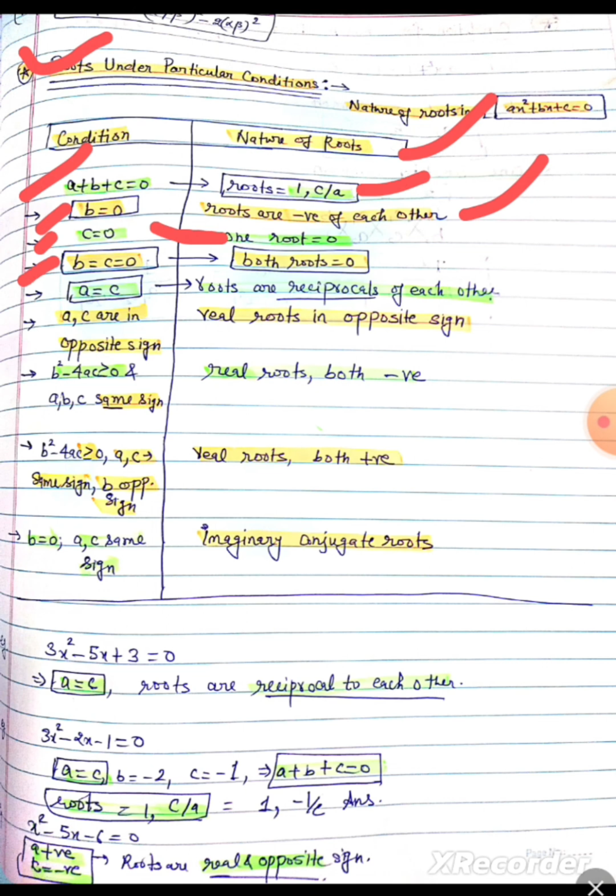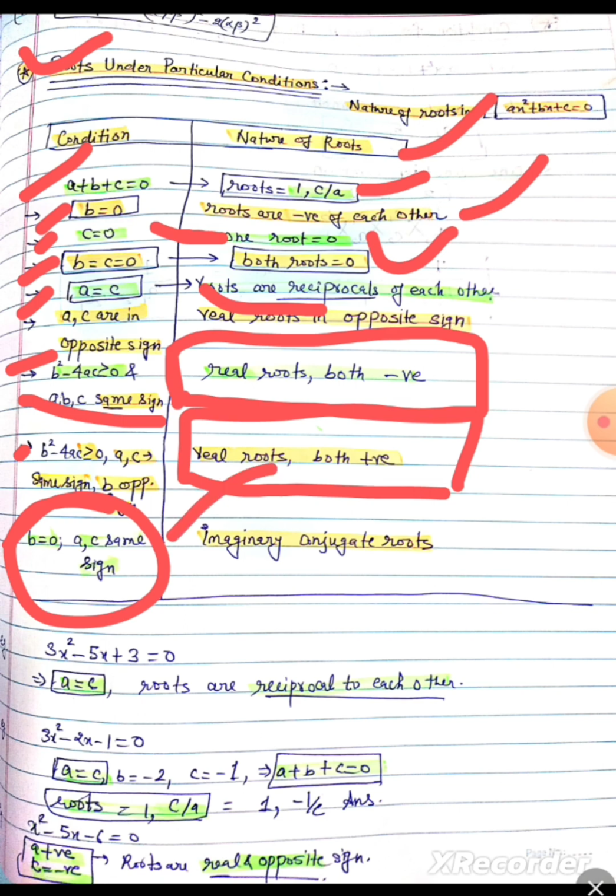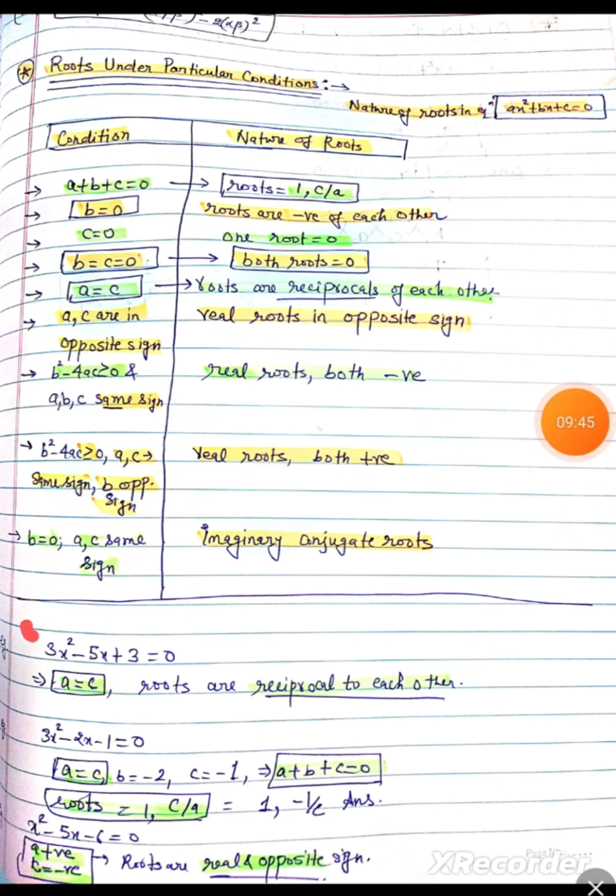If the coefficient of x and the constant term are both 0, then both roots are 0. If your a coefficient is equal to c coefficient but in opposite signs, then your roots are the reciprocals of each other. If your discriminant is greater than or equal to 0 and a, b, c have the same sign, then the roots are real and both are negative. If the discriminant is greater than 0, b has the opposite sign but a and c have the same sign, then the roots are real and both are positive. If b is equal to 0 and a and c have the same sign, then you have imaginary conjugate roots.